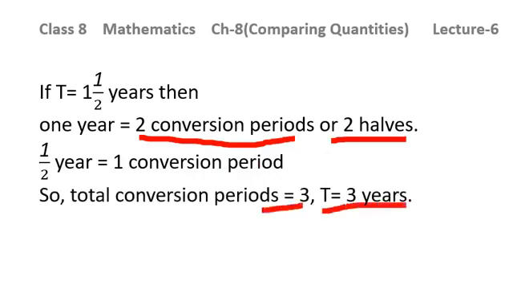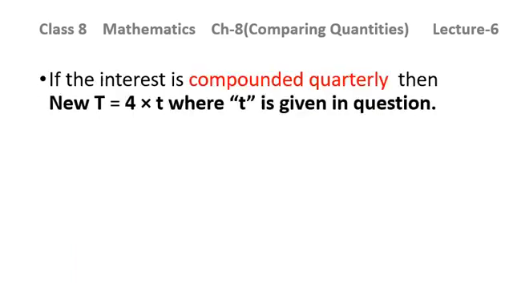As I told you, in case of semi-annually or half yearly, rate will be divided by 2 and time will be multiplied by 2. Time is given to you as 3 by 2 years. So 3 by 2 into 2, as we have seen in the previous slide also, will give you 3 years. Now, if interest is compounded quarterly, then time will be multiplied by 4 and rate is divided by 4. We have seen this in the previous slides.